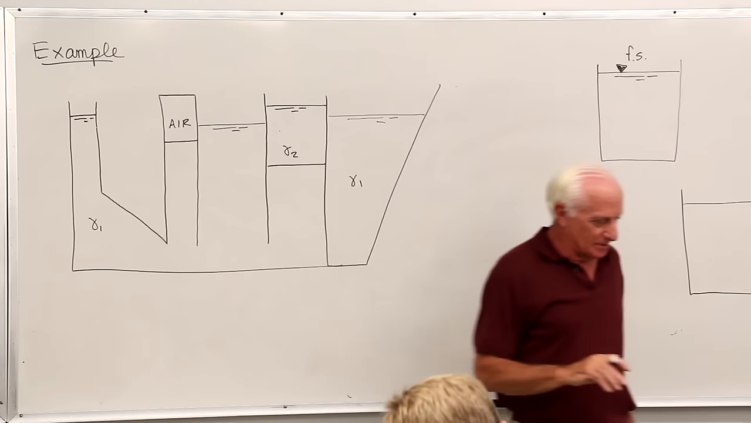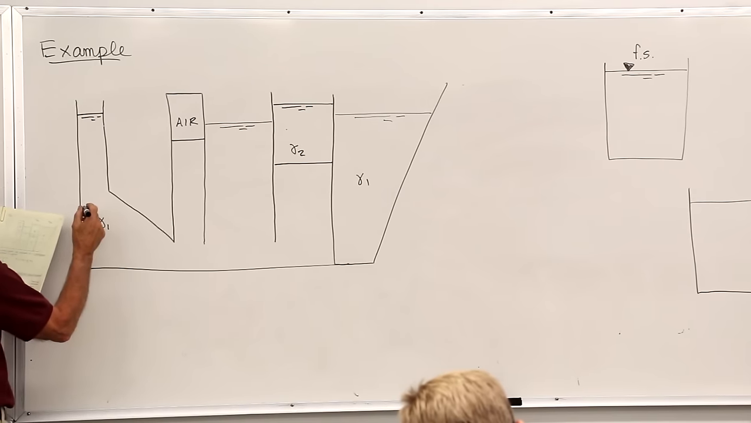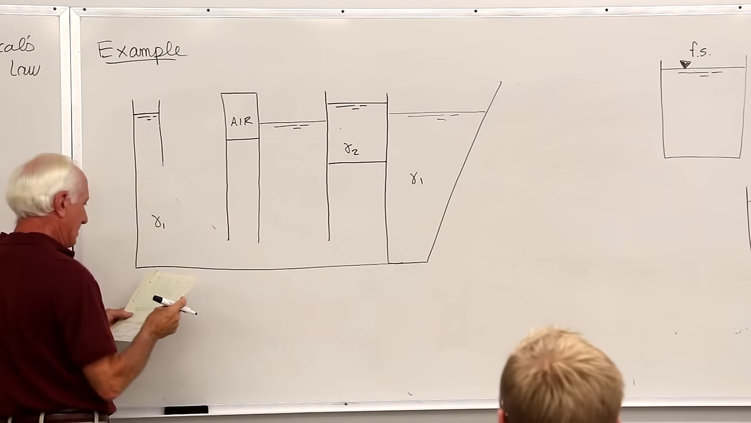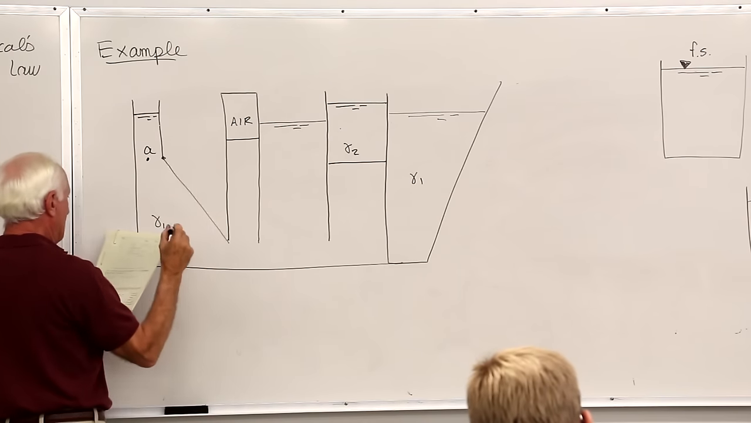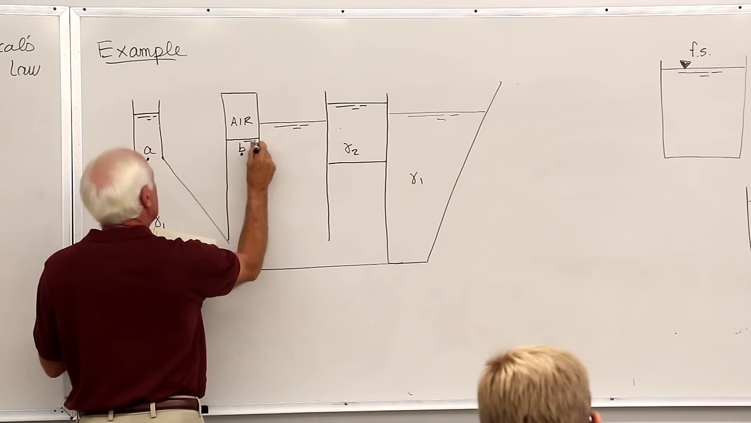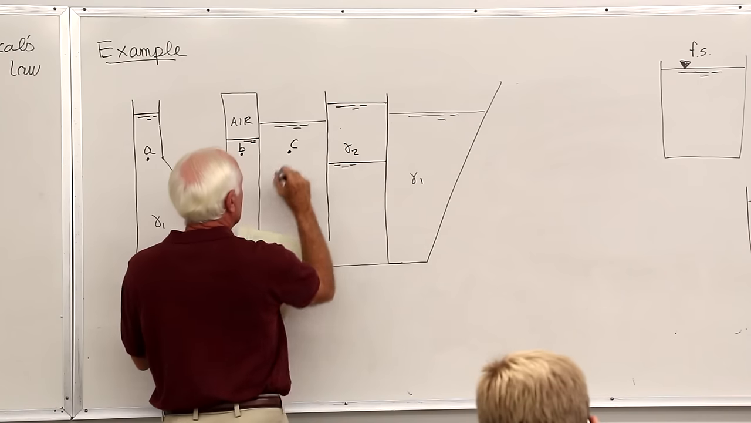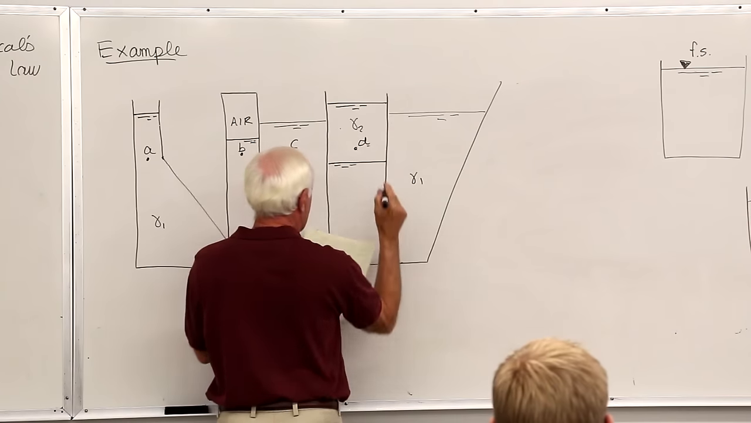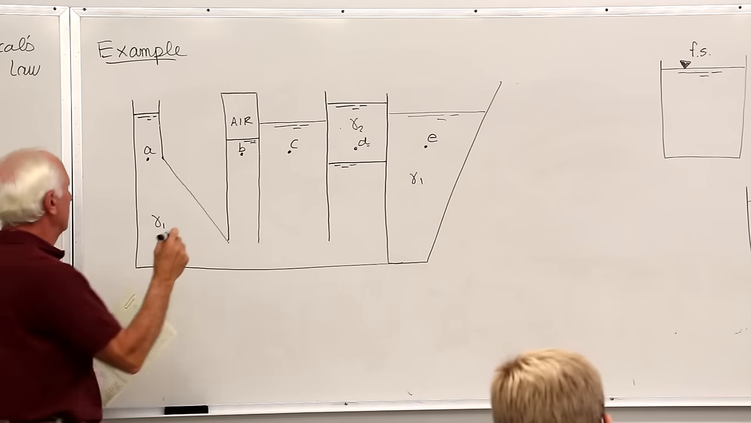Okay, so I'm going to take some points in here and look at the pressure at point A. Let's see where point A is. I'm going to change my picture. Sorry, you might hope I get a big eraser. I didn't quite put A where it's supposed to be. There we go. This is point A. This is point B. This is point C. This is point D. This is point E. They all lie along the same horizontal line. I'll draw a dashed line for it.